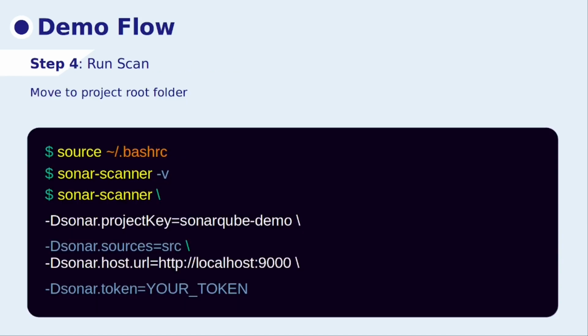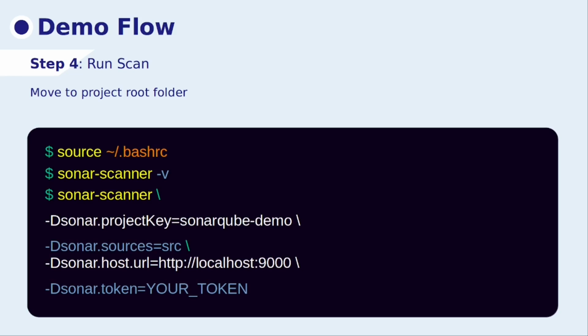Step 4. Run code scan. Now move to your project folder. Set the environment variable and check the installation. Run the scan. Replace your token with the token you generated earlier. Make sure your source code is inside the src folder or update the path accordingly.